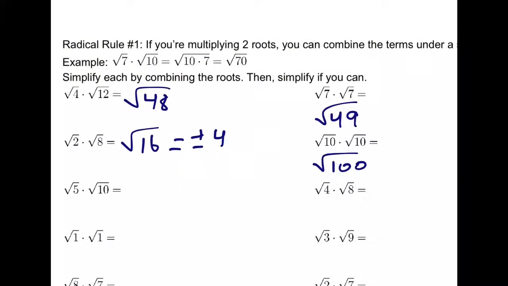There's a similar case for 49. This is plus or minus 7. And for 100, which is plus or minus 10. 48 is a little trickier. For the purpose of this week, we will simply leave it as the square root of 48. But if you wanted to know how to simplify it, I'll show you.